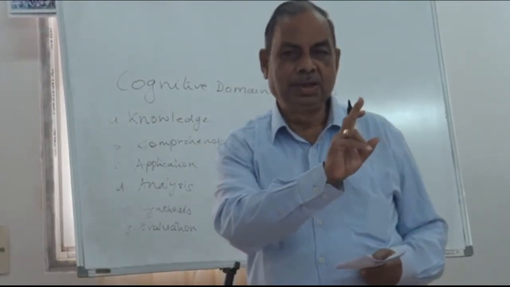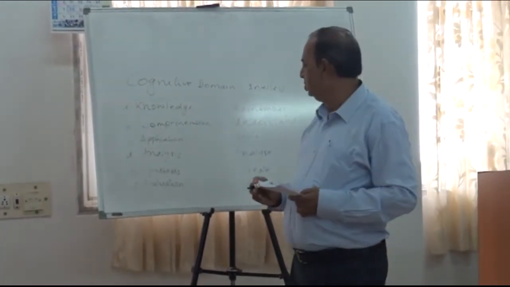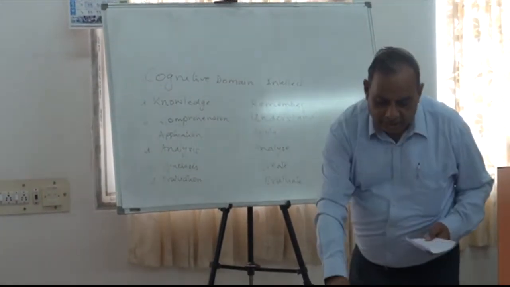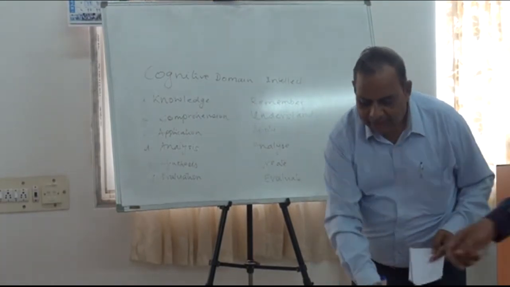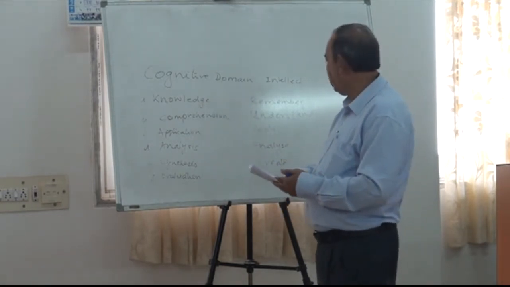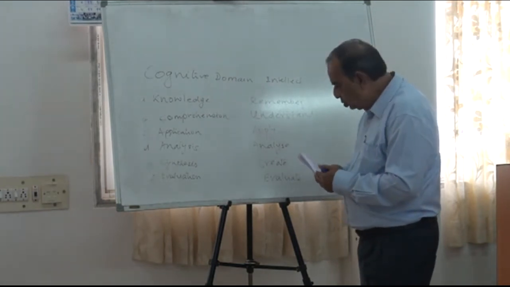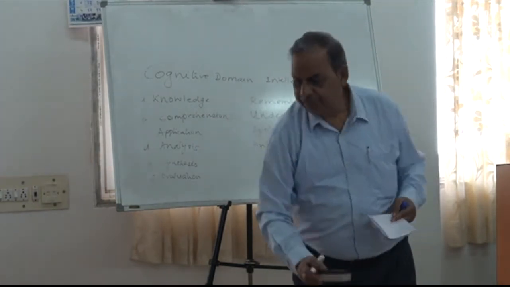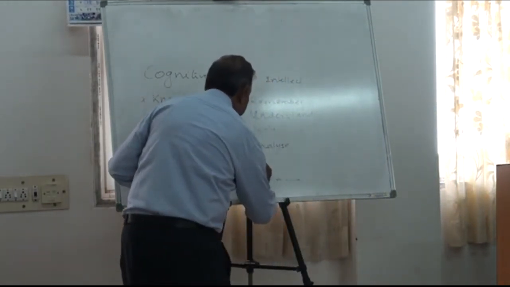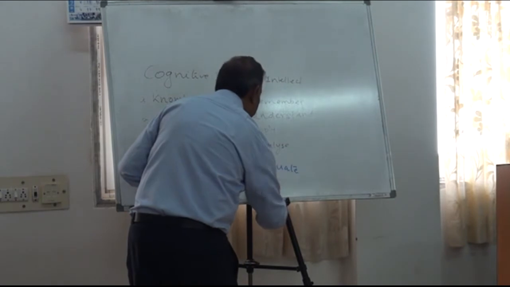Now one important thing which I would like to tell you. In the 2001 revision, they have changed the hierarchy. This is the difficulty level, the expectation level. So this is fine, this is fine. Here, the sequence should be evaluate and create.